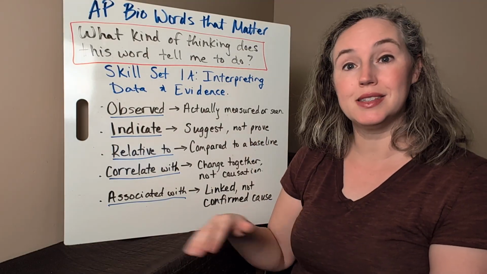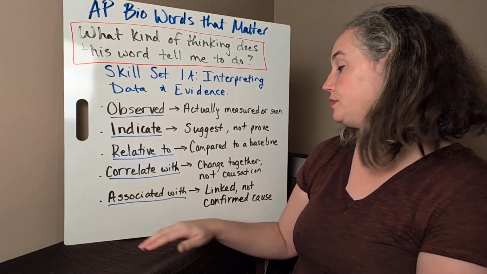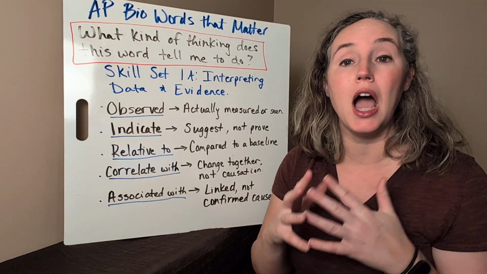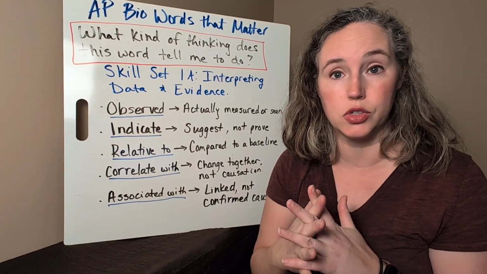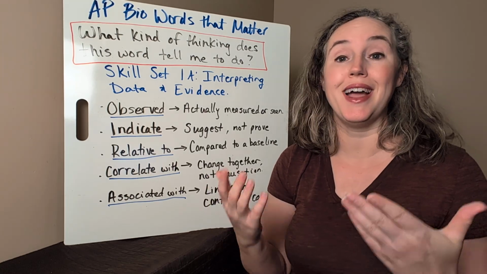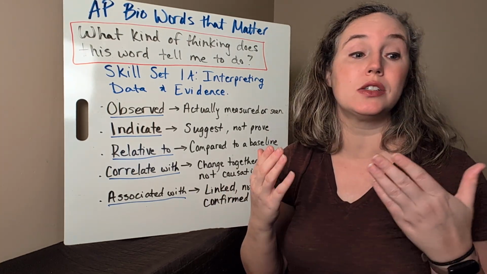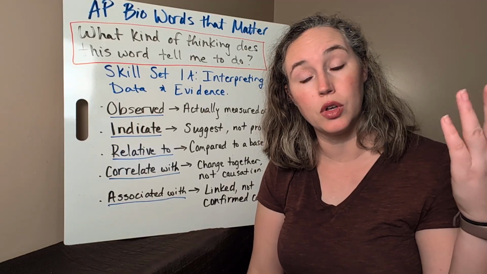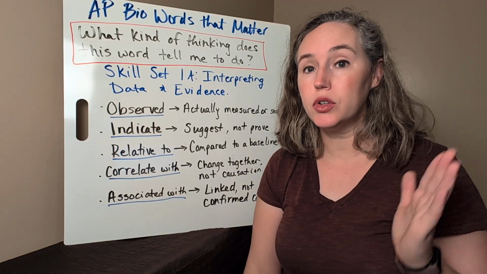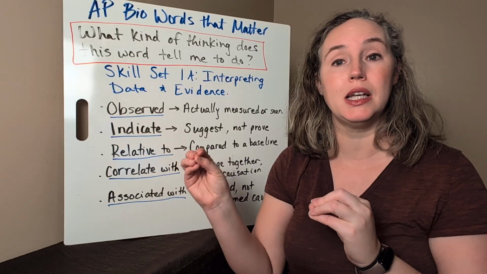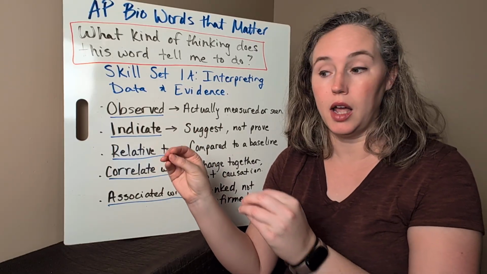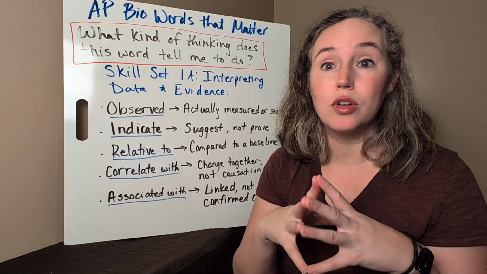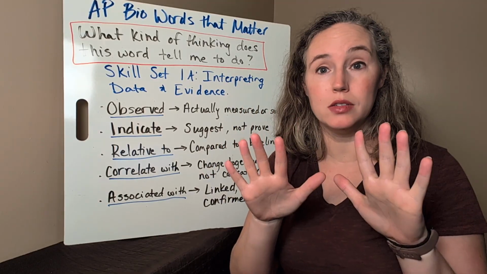Similar, but not exactly the same, is associated with. Associated with means linked, but again, not a confirmed causal relationship. An example would be high ATP production is associated with the increased availability of glucose, right? So it's not necessarily causal, but we see a relationship between those 2. So those are our first 5 words.